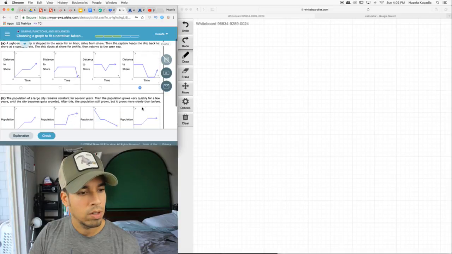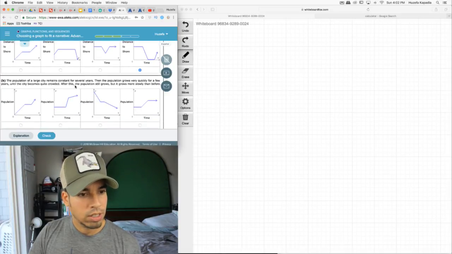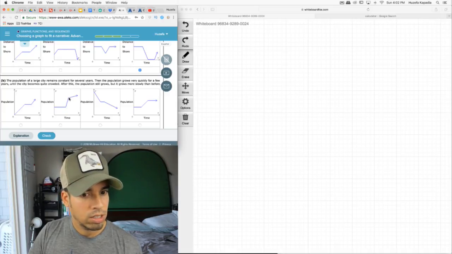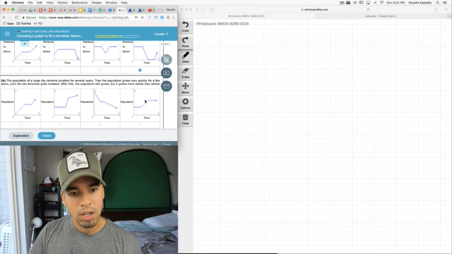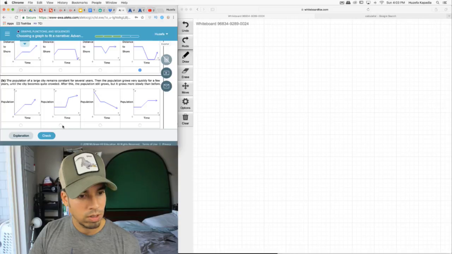This one looks right. Population of a large city is constant for several years, so we should start off with a flat line, so it's only this one or this one. Then the population grows very quickly for a few years. Boom, that looks like this, until the city becomes quite crowded. After this, the population still grows, but grows more slowly. So it's still growing, but more slowly. Here, it's just flat lines, so it's this guy.